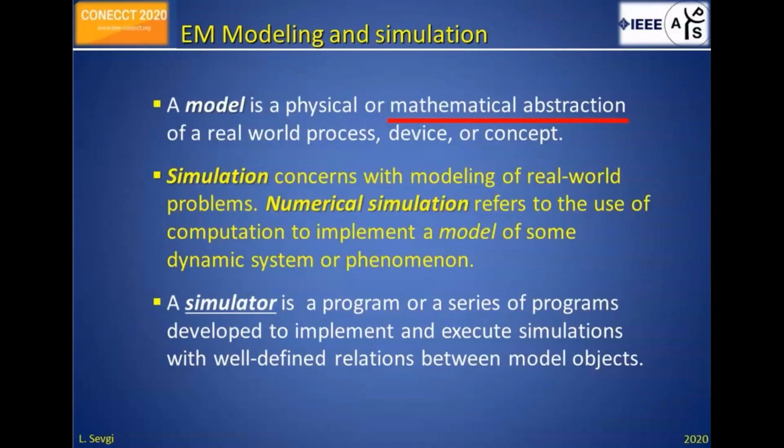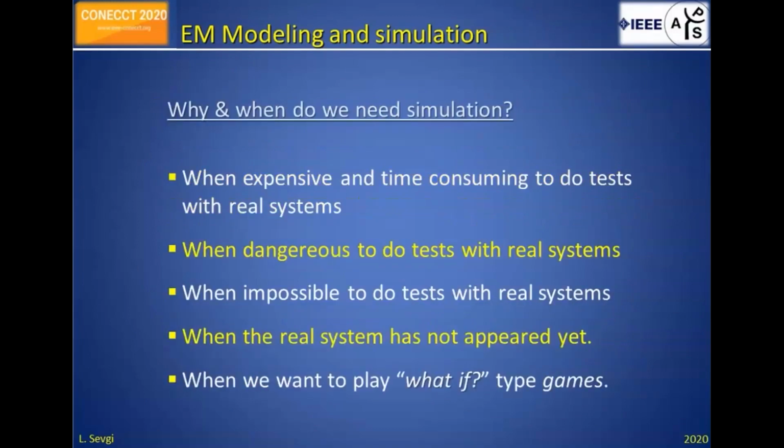So a model is a physical or mathematical abstraction of a real-world process, device, or concept. Simulation concerns with modeling of real-world problems, and a simulator is a program or a series of programs. Why and when do we need simulations? Very often, it is expensive and time-consuming to do tests with real systems. Sometimes it is dangerous, sometimes it's impossible because we don't have the real system yet. And very often, we want to play what-if type games with simulations.